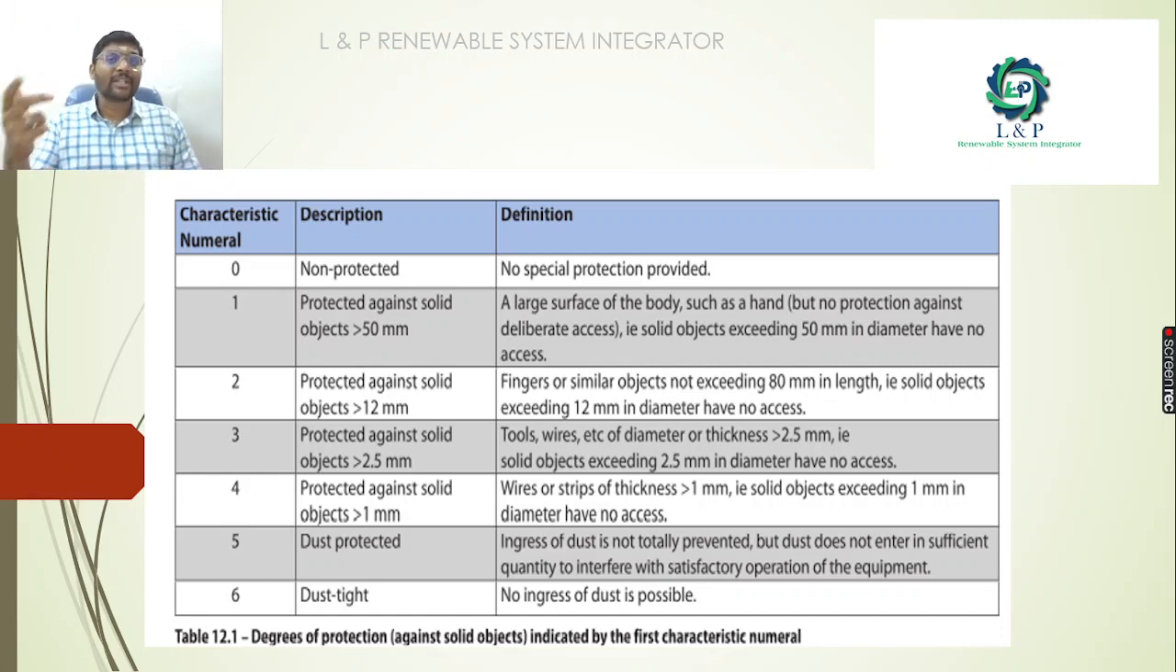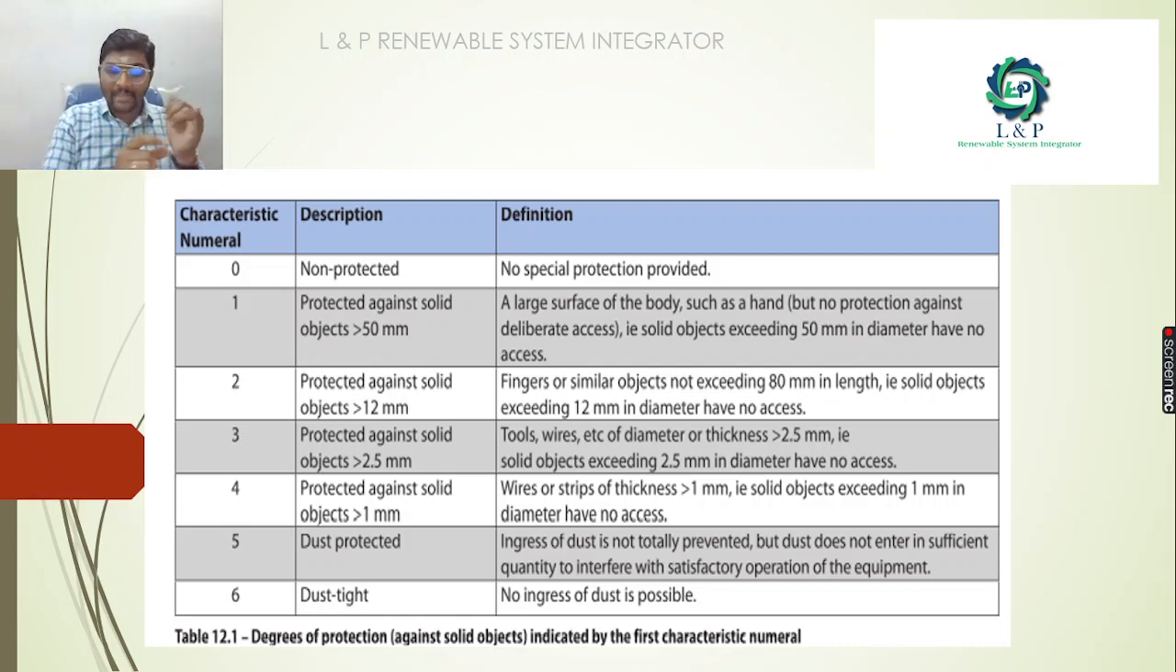We ask for the IP rating because for indoor conditions there are certain IP ratings, and for external conditions we have other IP ratings. So we need to be clear about the IP rating so that we can choose the right enclosure for our marine ship application. First, we need to know the degree of protection against solid objects.